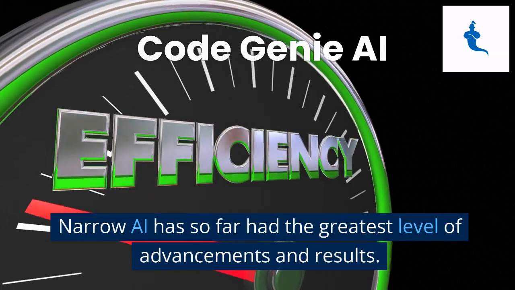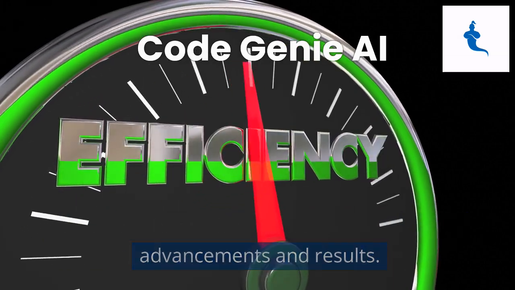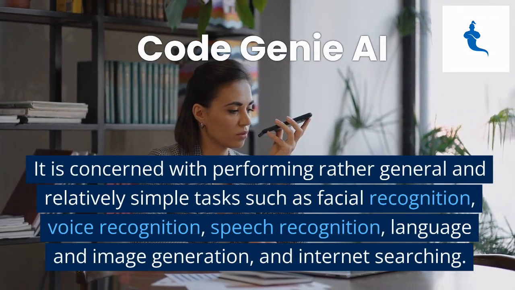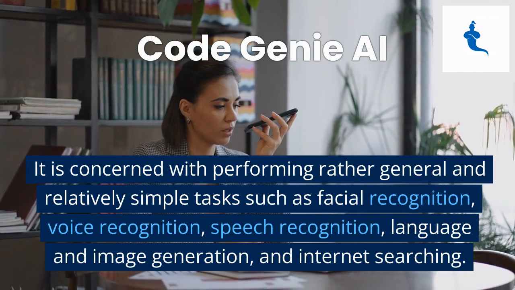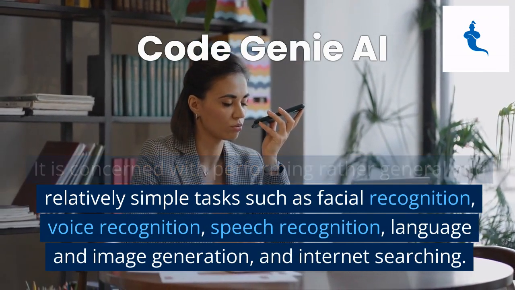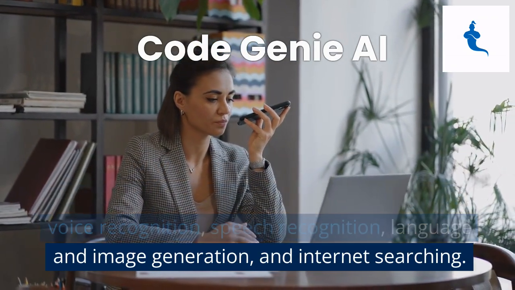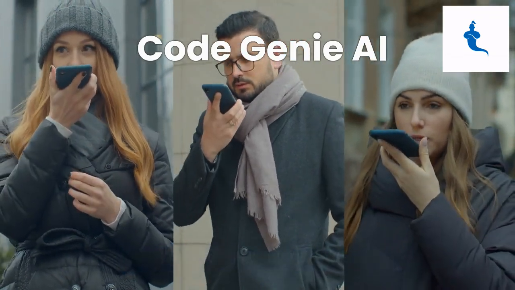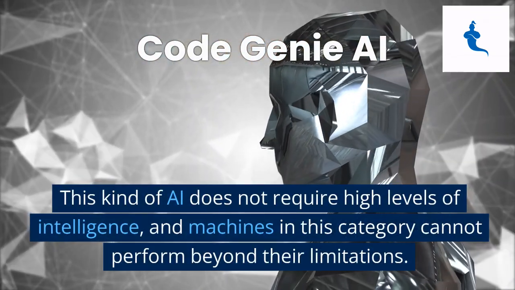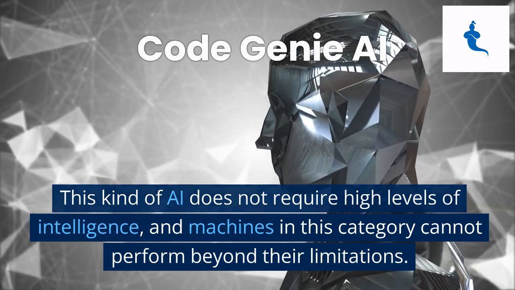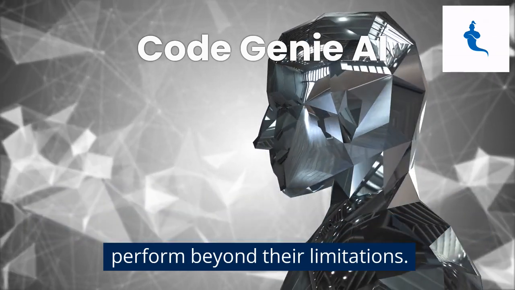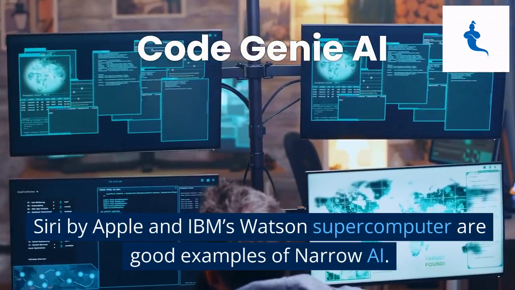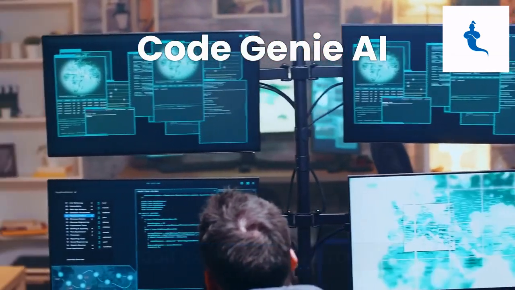Narrow AI has so far had the greatest level of advancements and results. It is concerned with performing rather general and relatively simple tasks such as facial recognition, voice recognition, speech recognition, language and image generation, and internet searching. It is also referred to as weak AI. This kind of AI does not require high levels of intelligence, and machines in this category cannot perform beyond their limitations. Siri by Apple and IBM's Watson supercomputer are good examples of narrow AI.